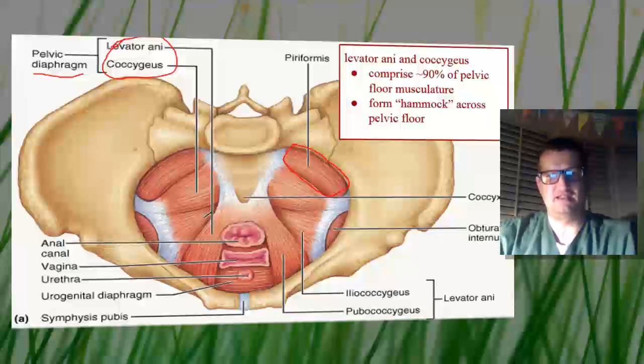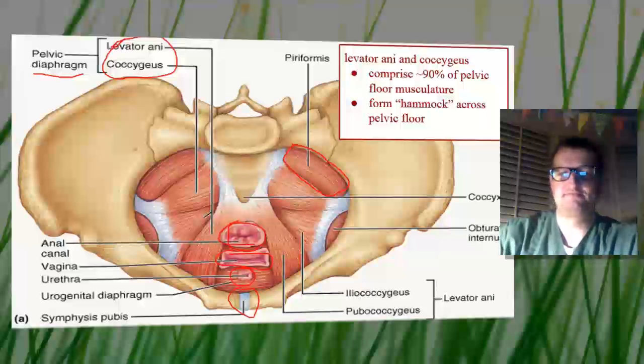Of course, this is the anterior, so here's the symphysis pubis. In the female, you have the urogenital diaphragm here. You have the vaginal orifice here, and then you have the anal canal here. So these are the different muscles of the floor of the pelvis.